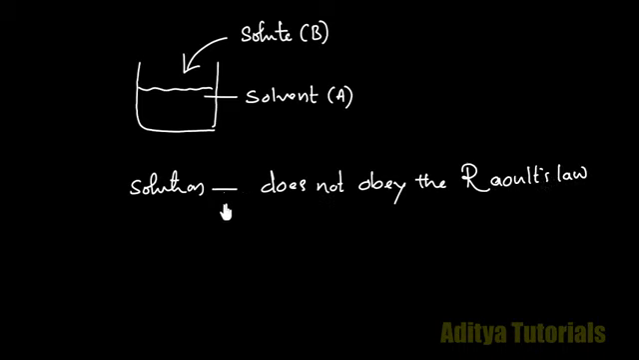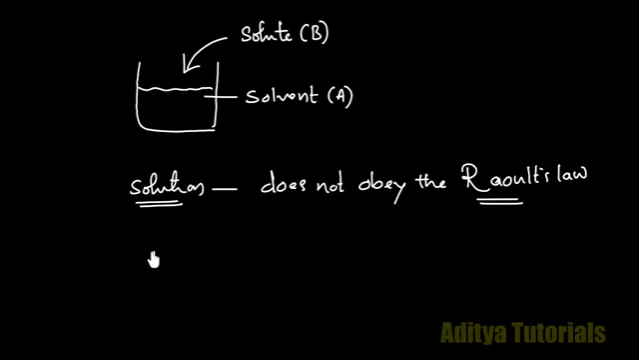Some solutions may obey Raoult's law only for a little concentration or at a particular concentration, but they should not obey it over the entire range of concentration as we discussed in the ideal case. So there should be a solution that does not obey Raoult's law for the entire range of concentration of solute or solution. That is known as a non-ideal solution. The vapor pressure of this solution is either higher or lower than that predicted by Raoult's law.